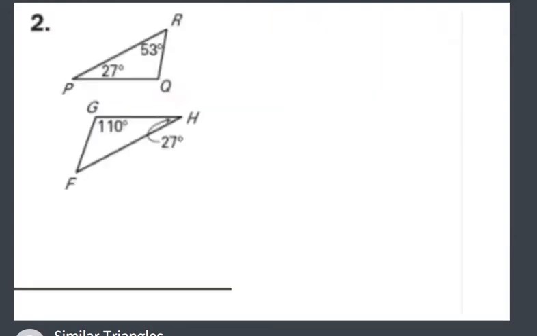Here's problem number 2. Same kind of problem. If I were to use this bottom triangle and subtract 110 and 27 from 180, I would get that this remaining angle would be 43 degrees. And since 27 matches with 27, but 43 does not match with 53, then these are not going to be similar, because if we solved for Q, we would also see that it does not match with G. So these ones are not similar.